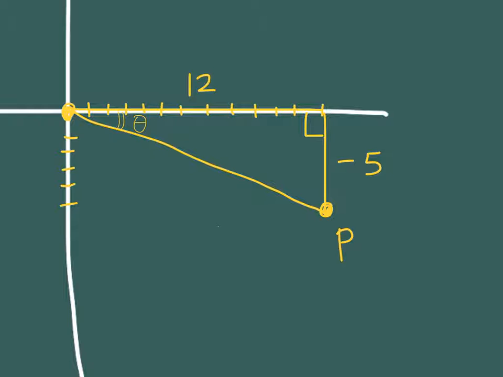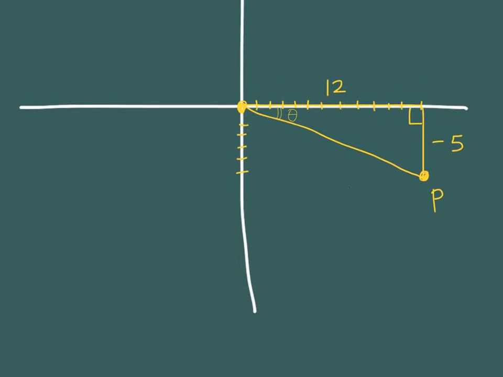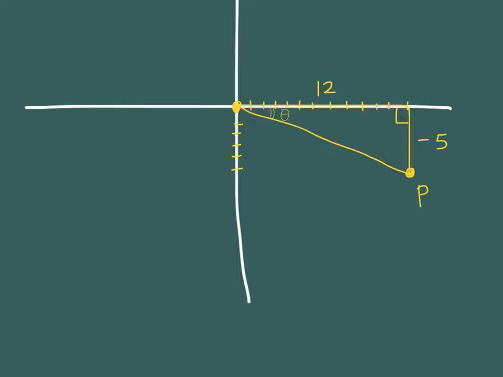What's the only piece that's missing? The hypotenuse. Okay, how can I find that hypotenuse? Sure, and it's always going to be a positive number. So I'm going to work on the side here a little bit, and I'm going to work out my Pythagorean theorem. So that would be 12 squared plus (-5) squared equals the hypotenuse squared.